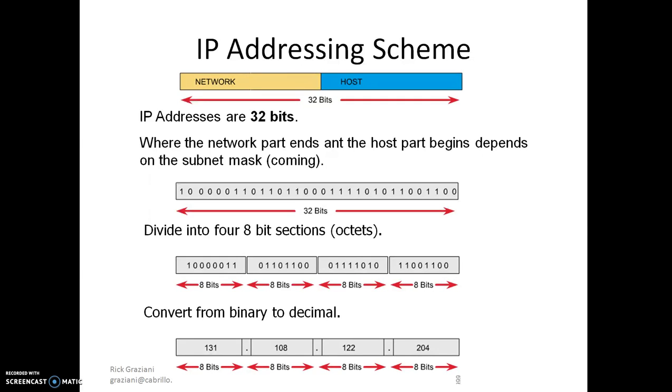How to determine which part is network and which part is host? First of all, you have to remember that an IP address has 32 bits, so it has 4 bytes. Another name for byte is octet, and you can represent the IP address either in binary format, which is in 0 and 1, or in decimal format like this one, 131.108.122.204, and these are in the binary format.